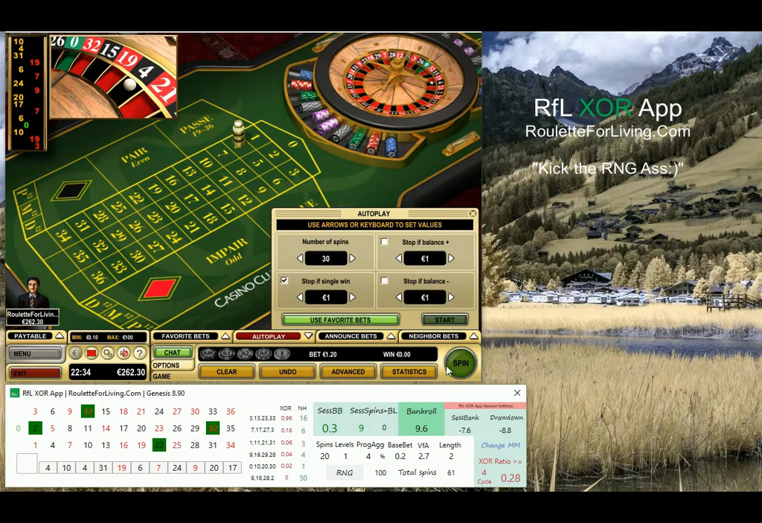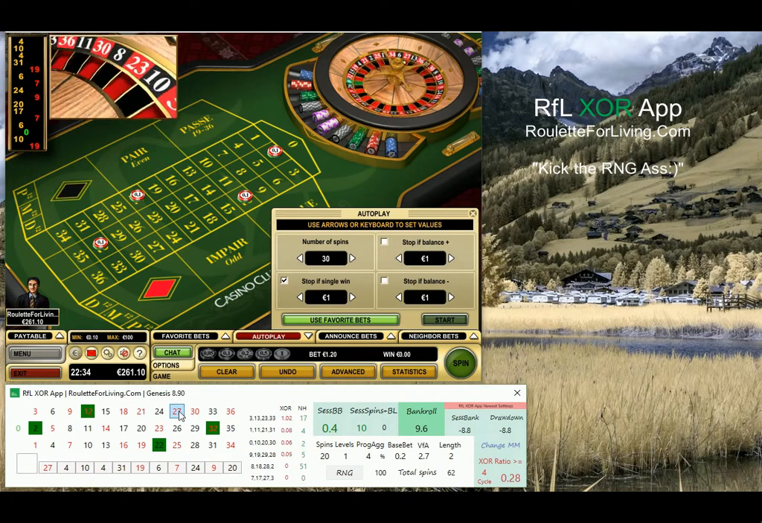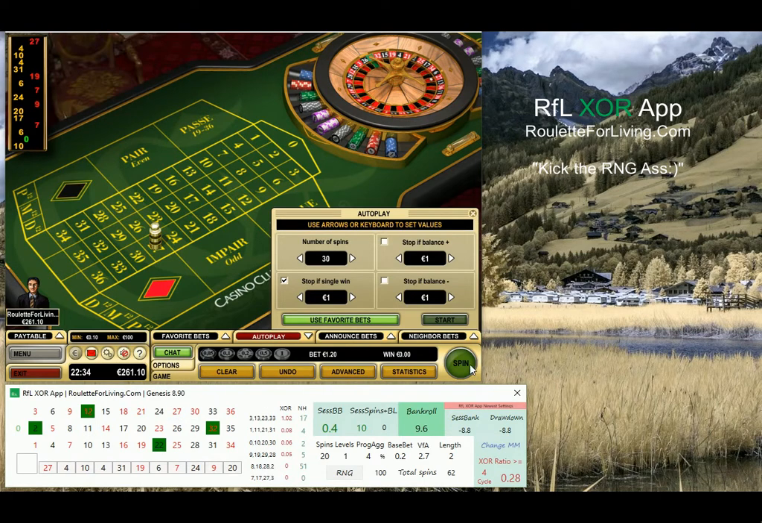And by the way, you can simply see my current setup, and I'd like to tell you that I have something like a golden money management and condition setup, and I'm going to share it with you as well, this one for the XOR app.